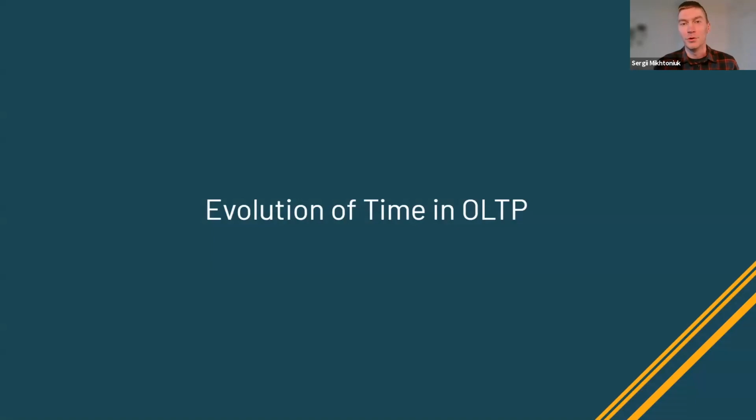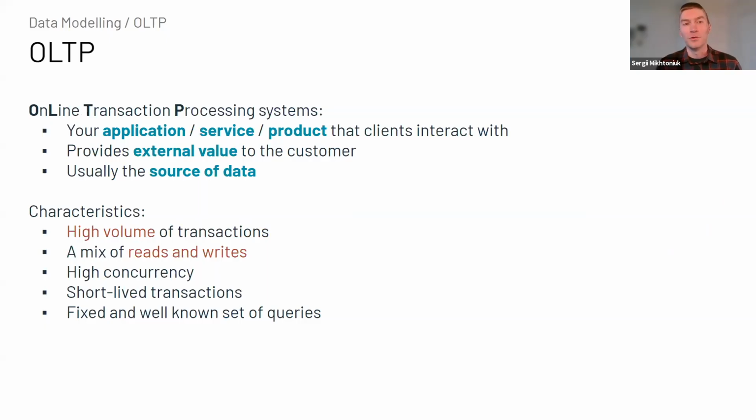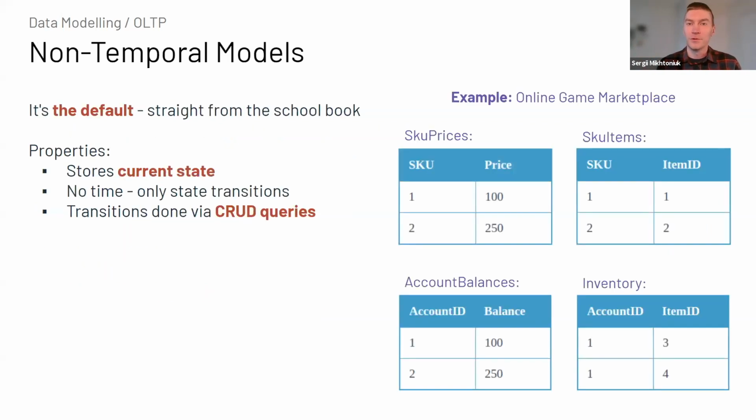And we're going to start with OLTP. So OLTP, this is usually the source of the data in the company. This is your application, your service, or your product that you're giving to the clients, something that creates external value for them. If we ask a software engineer to implement a simple marketplace service for an online video game, let's say, something to sell hats, for example, it doesn't really matter for this example, this is what the results might look like.